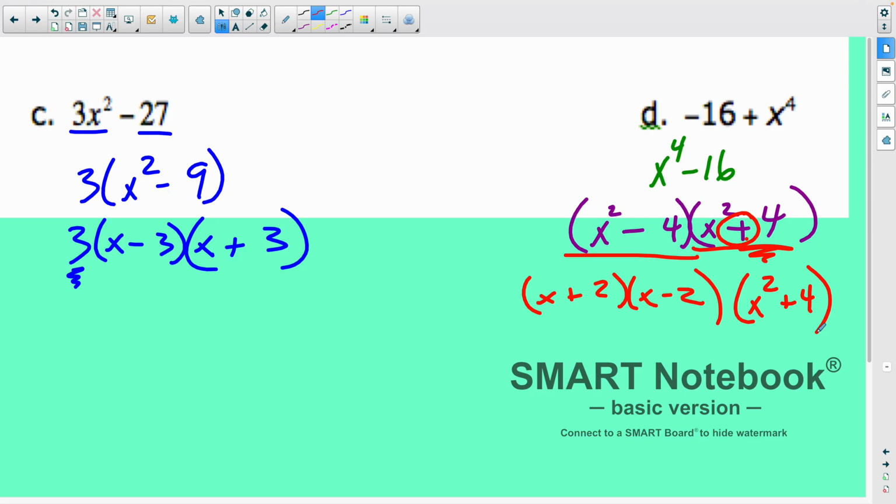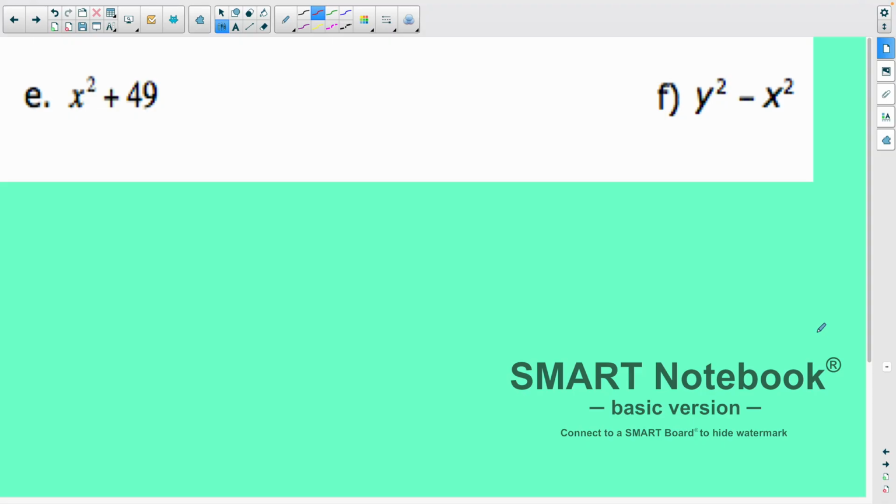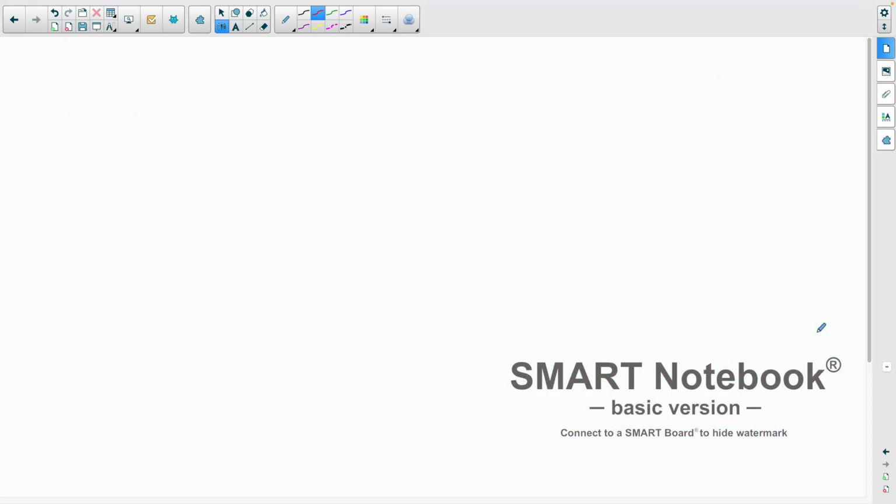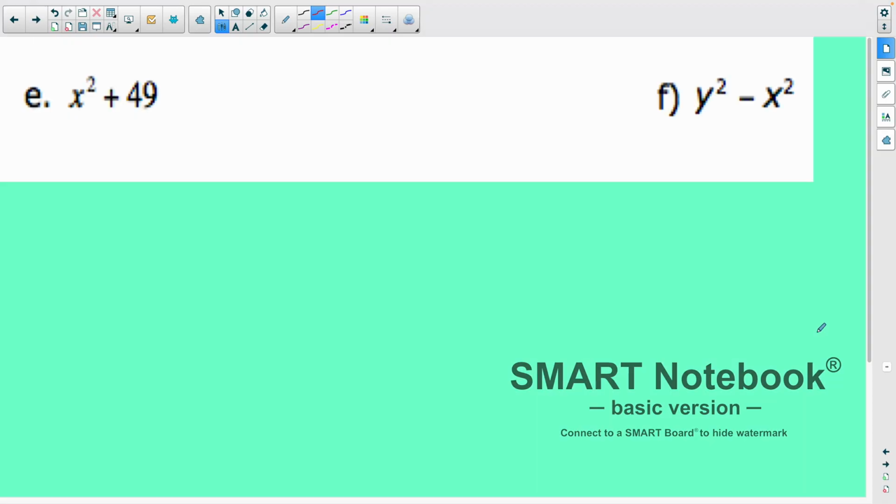Okay? So if I were to ask you to do that, and taking a look at this next one here, all right, got x squared plus 49. 49 is a perfect square. It is 7 times 7. However, this is a plus, so I can't do anything with that. So we would refer to this like we did the previous day as prime or not factorable. We can talk more about it later, but for right now, that's what we're going to say.